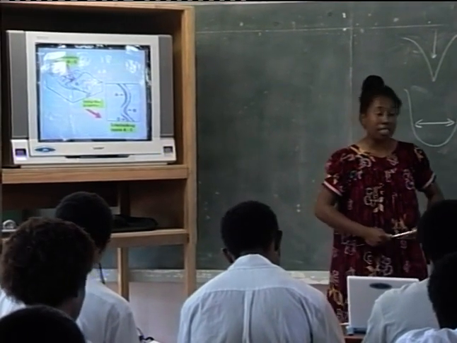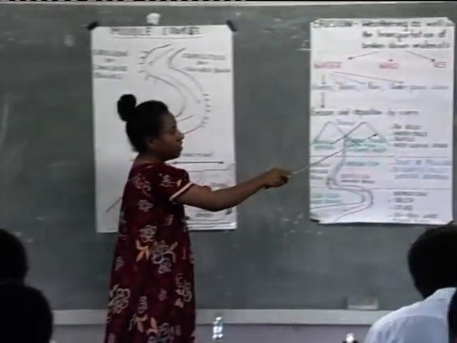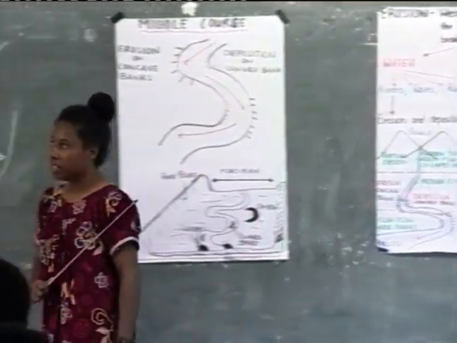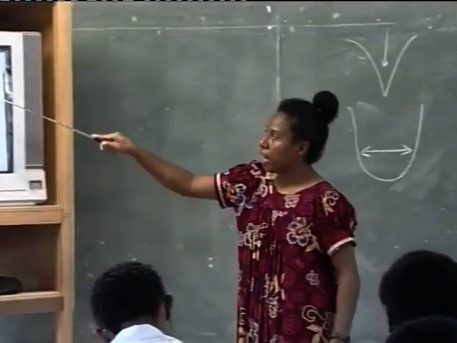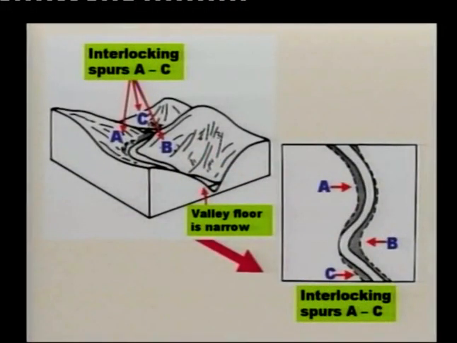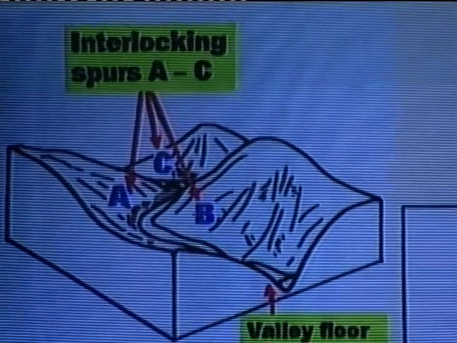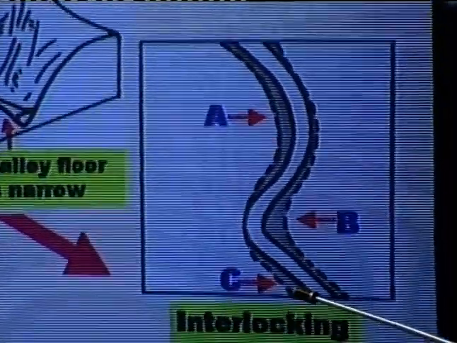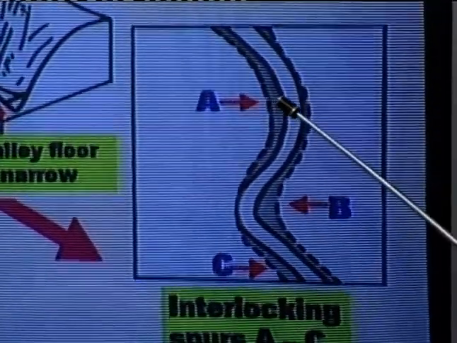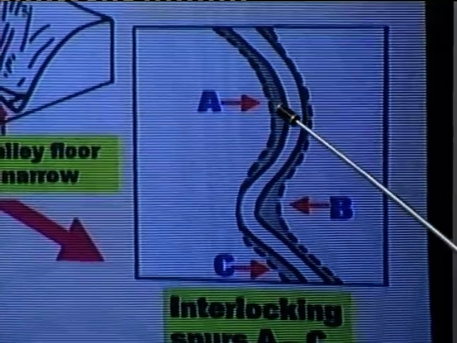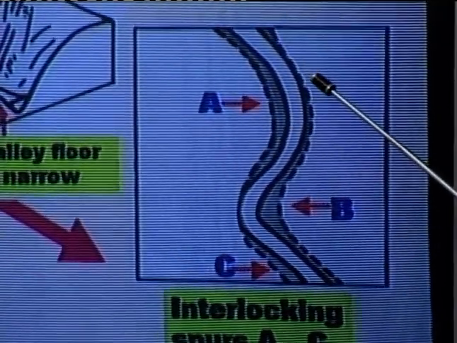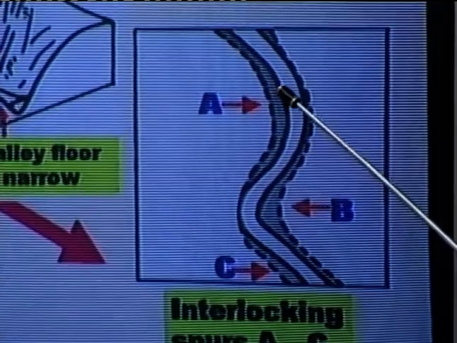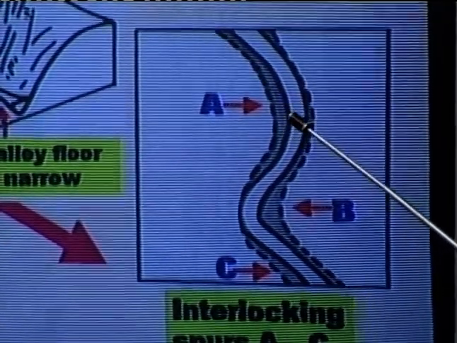If we had to look at an example of a feature that we've learned about in the first stage, the interlocking spur, note there the diagram A, B, and C. They show us examples of interlocking spurs. Pay attention to this diagram here. We have A, B, C to show us the interlocking spur. Note in particular the shaded area next to where the river is flowing. This area here with the broken line, and it's shaded in black.